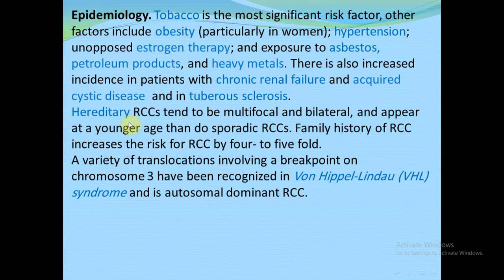هذه risk factors. عندنا hereditary type of renal cell carcinoma. طبعا hereditary renal cell carcinoma tends to be multifactorial, multifocal, and bilateral, and appear at younger age group. هنا البيشنت راح ينطي family history of renal cell carcinoma increases risk for renal cell carcinoma by 4 to 5 folds.